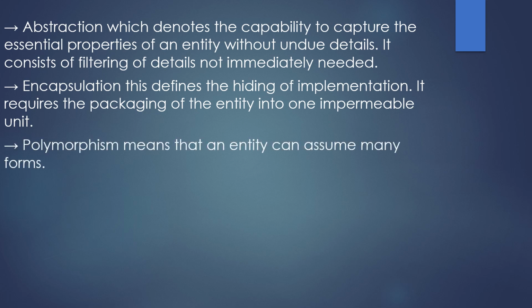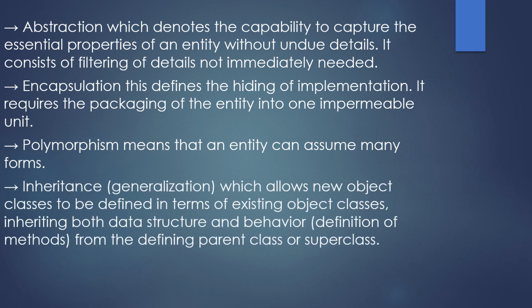Polymorphism means that an entity can assume many forms. Inheritance, or generalization, allows new object classes to be defined in terms of existing object classes, inheriting both data structure and behavior, and the definition of methods from the defining parent class or subclass.